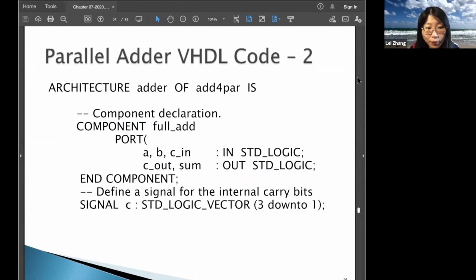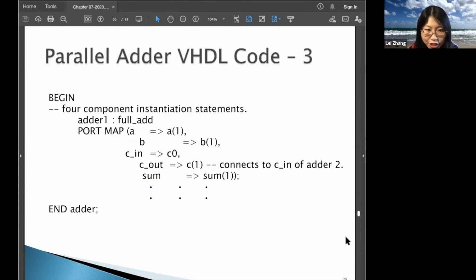Where did we see it? We saw it here, this full underscore add. So this is the full adder component name. When we instantiate this component, you keep this the same because we need to do this for 4 different 4-bit adders. So this name remains the same. Don't change that name. Otherwise, your top level VHDL code wouldn't know what you refer to.